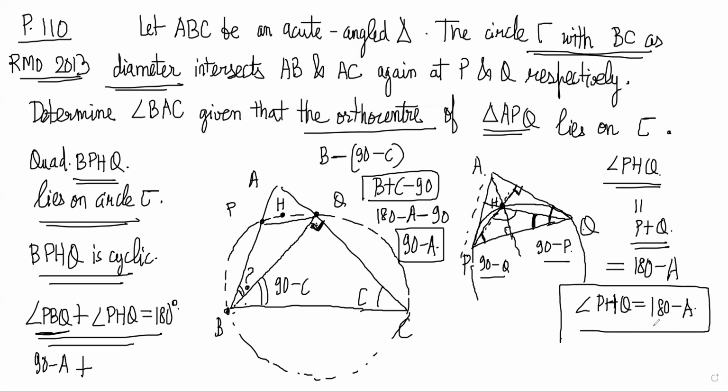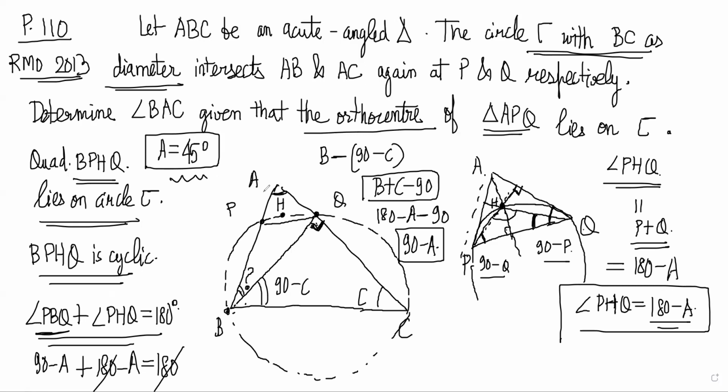And we have already gotten PHQ is 180 minus A. So the sum of this should be 180. 180 gets cancelled and you get 90 minus 2A is 0. So angle A is 45 degrees. We have found the overall angle A here. This angle must be 45 degrees in this case. So that is what we were being asked in the problem. They asked us angle BAC, right?